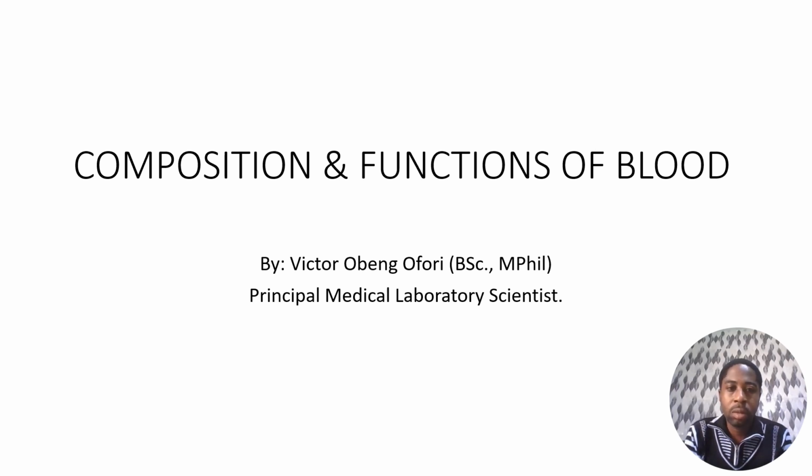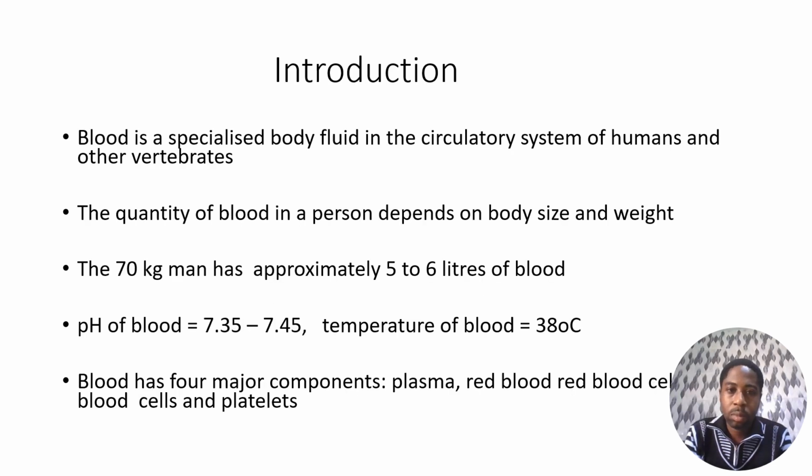In this video, I'll be discussing the composition and functions of blood. That's the various components of blood and functions of blood. Blood is a specialized body fluid in the circulatory system of humans and other vertebrates. Vertebrates are animals that have backbone. In this video, I'll focus on the blood of humans.